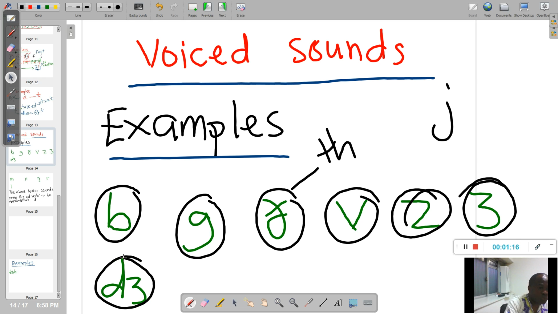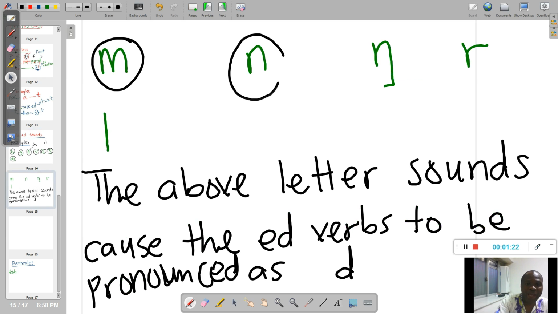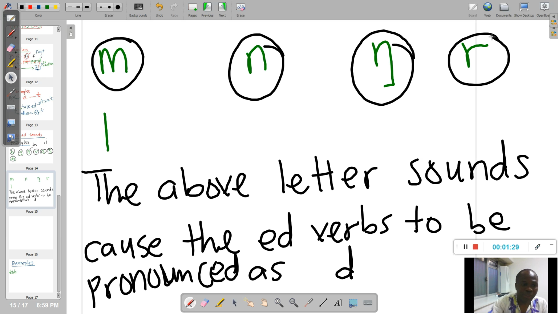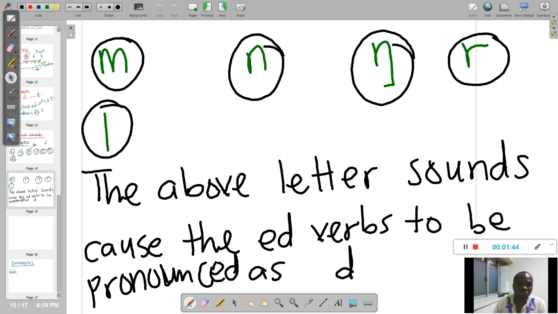Basically, let's look at more examples. We also have m, we have n, then we have o, then we have l. So these are the examples of the voiced sounds. Remember, we are looking at the voiced sounds, okay? Good. So these are all examples of voiced sounds.